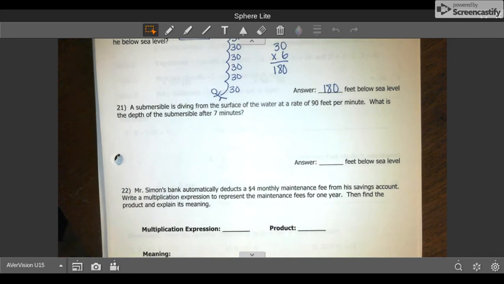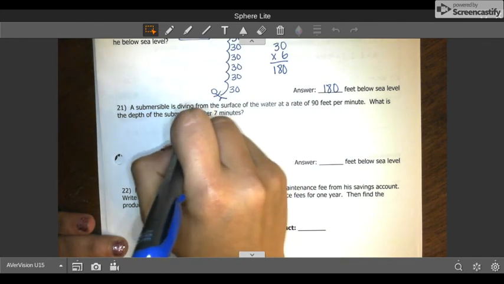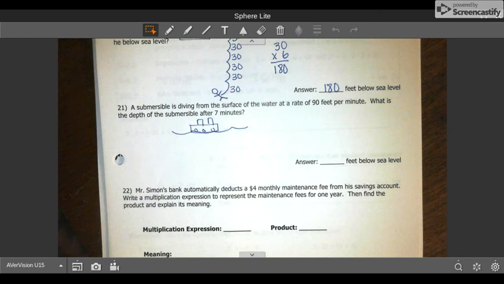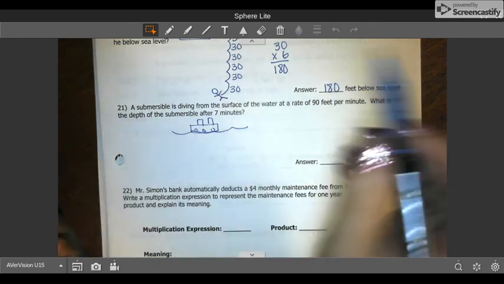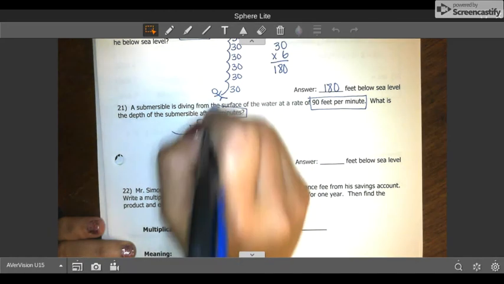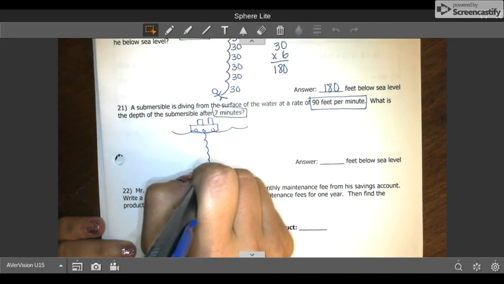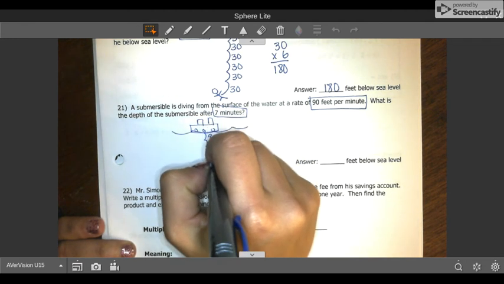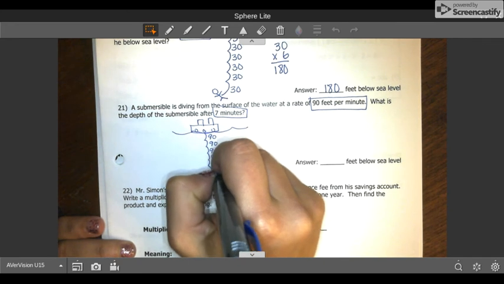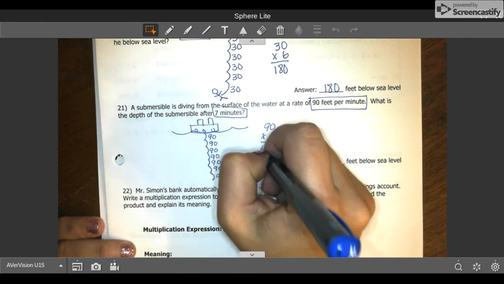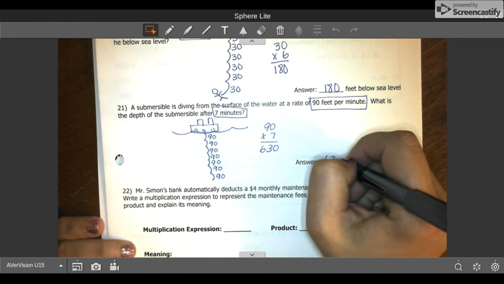A submersible, so I'm going to think of that as a submarine. I can't draw. Okay. Is diving from the surface of the water at a rate of 90 feet per minute. What is the depth of the submersible after 7 minutes? This is a very similar problem. It's diving down 90 feet per minute, and we're talking about 7 minutes. So 1, 2, 3, 4, 5, 6, 7 minutes, and each minute is 90 feet. So again, this is repeated addition, or you could just multiply 90 feet per minute, 7 minutes goes by. The submersible is going to be 630 feet below sea level.